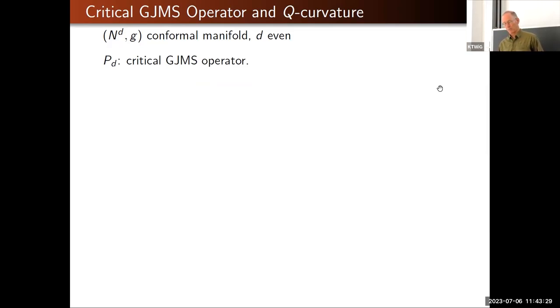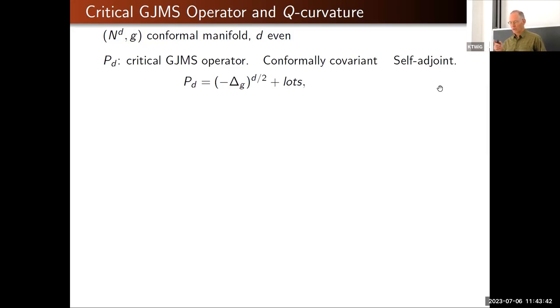It's a power of the Laplacian. It's conformally covariant, which means when you rescale the metric G, it transforms in a nice way. It's a self-adjoint operator, which starts with the Laplacian. Since D is even, it's the D over 2 power of the Laplacian plus lower order terms, and the lower order terms involve curvature. There's a universal formula for this operator involving curvature and derivatives of curvature.